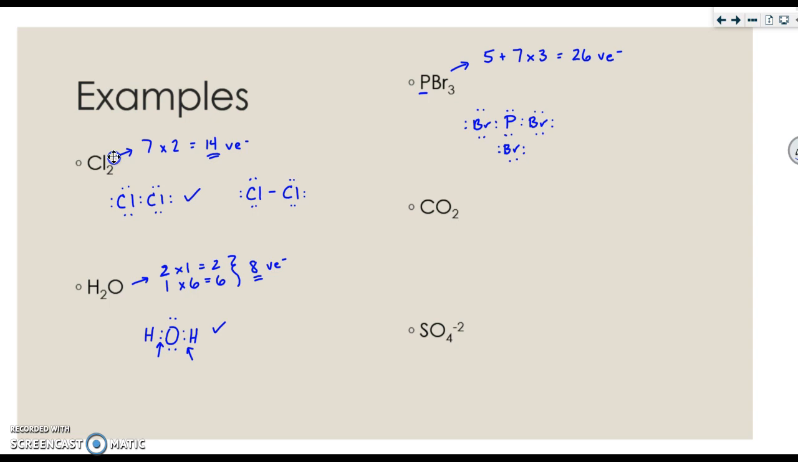Once again, once everybody is happy and has a full octet, I count my dots. So it's 2, 4, 6, 8, 10, 12, 14, 16, 18, 20, 22, 24, 26. So we have the correct amount that we'd like. So our structure is correct and complete. Once again, please feel free to use lines when connecting elements. Just make sure that you count those as 2 dots when you're double checking.